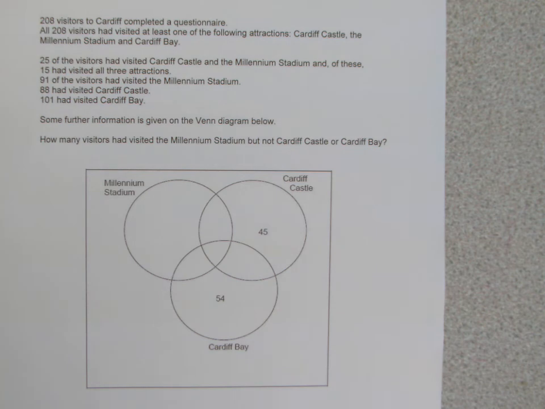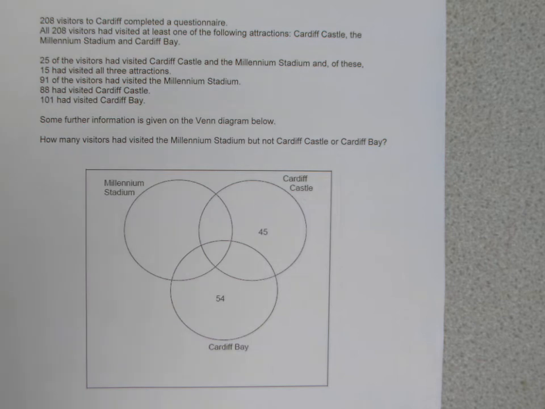Okay, so in this question here, 208 visitors to Cardiff completed the questionnaire. All 208 visitors had visited at least one of the following attractions: Cardiff Castle, the Millennium Stadium, and Cardiff Bay. 25 of the visitors had visited Cardiff Castle and the Millennium Stadium, and of these, 15 had visited all three attractions. 91 of the visitors had visited the Millennium Stadium, 88 had visited Cardiff Castle, 101 had visited Cardiff Bay.